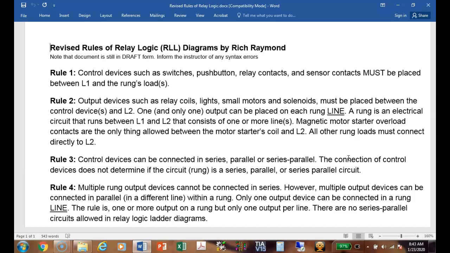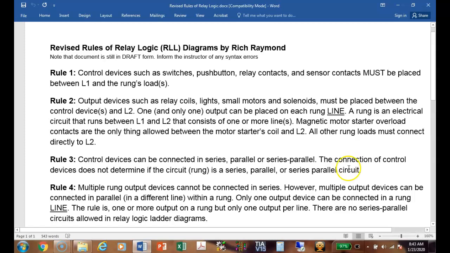Magnetic motor starter overload contacts are the only thing that's allowed between the motor starter coil and L2. All of the rung loads must connect directly to L2. You understand that? Yes, no?